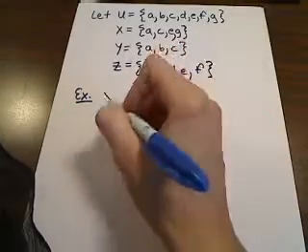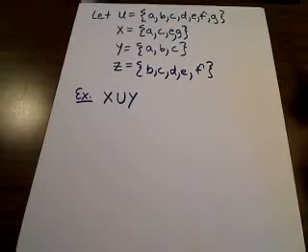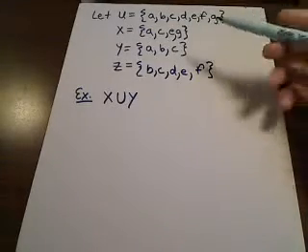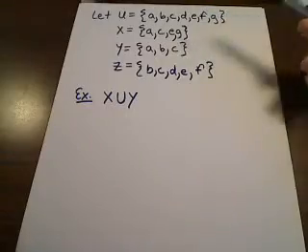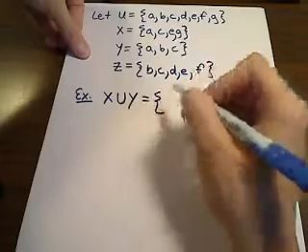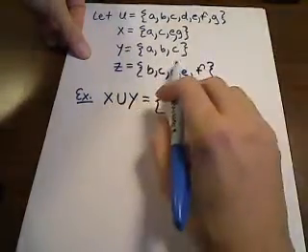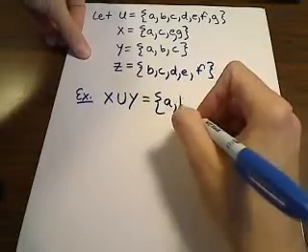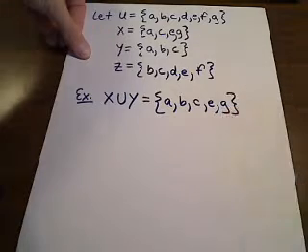Let's say that we want to take a look at the union of X and Y. Okay, so the union of X and Y would be taking all of the elements in X, all of the elements in Y, and sticking them together into a new set. So it would look like this. Everything in my X, A, C, E, and G, and everything in my Y. So this is going to be A, B, C, E, and G.